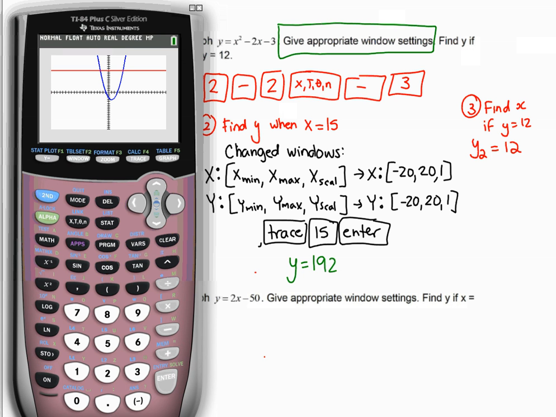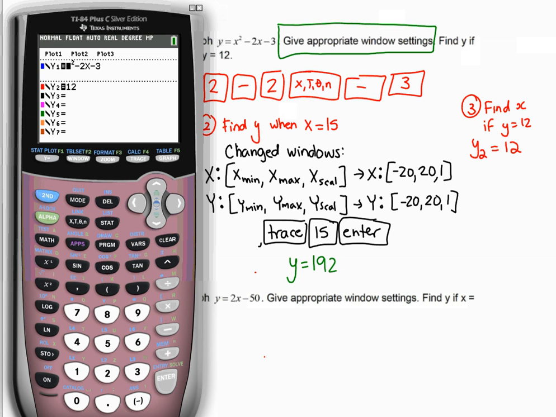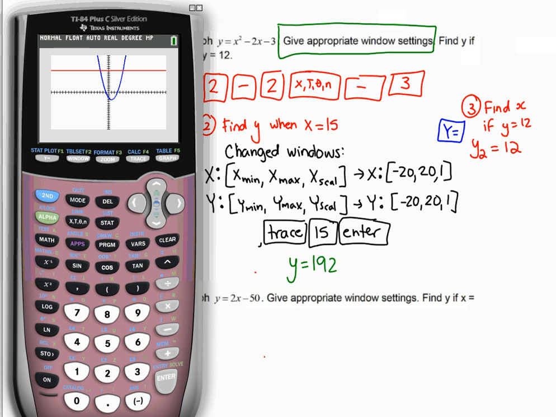So y2 we put as 12. And we want to find the intersection point. How do I find an intersection point? So we go back to y equals. The button we pushed was y equals. And then in y2 we put 12. Okay, how do I find an intersection? Does anyone remember? Second trace, because we want to go to calculate. Number 5, which is intersect.